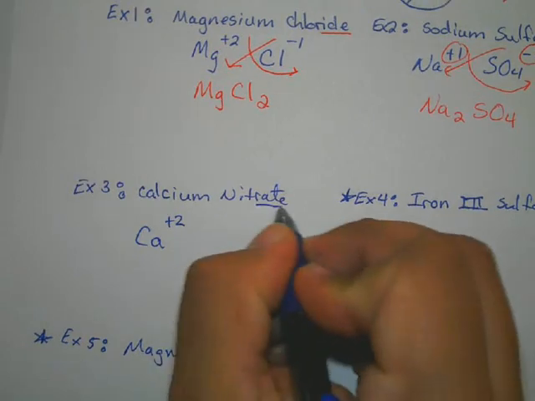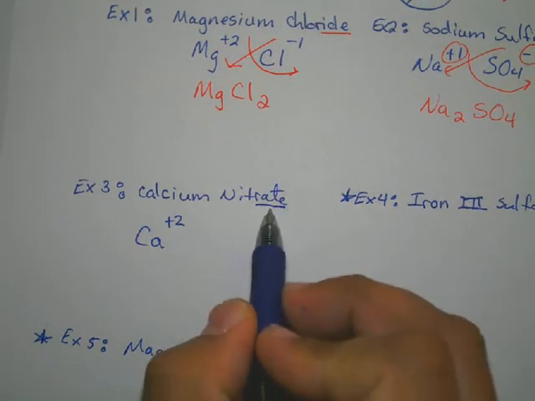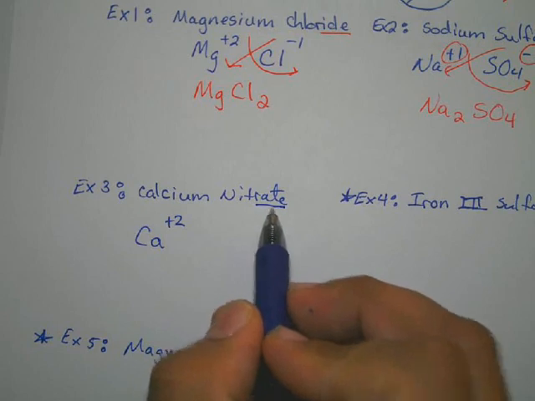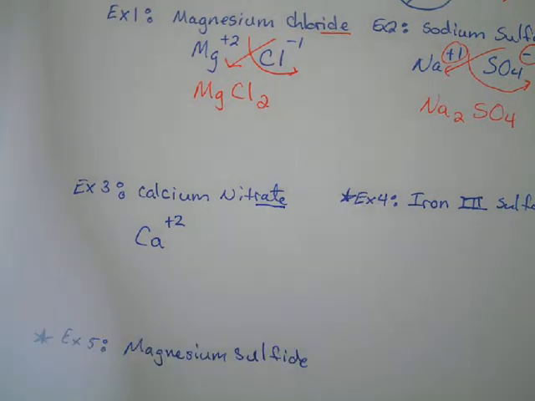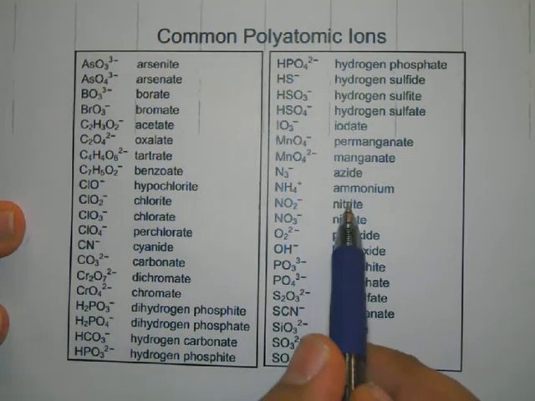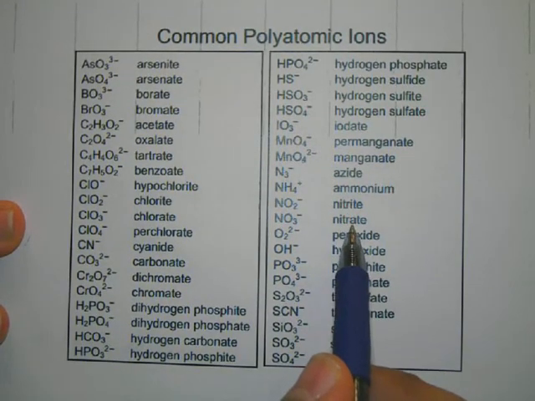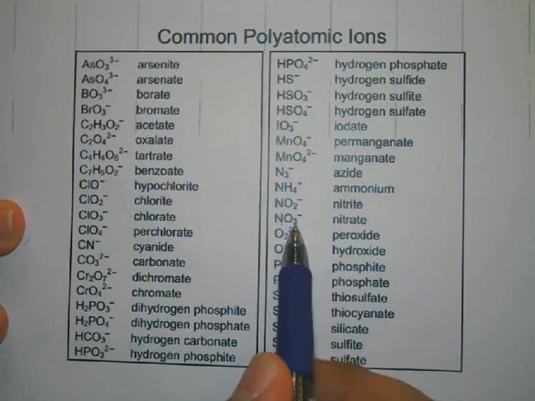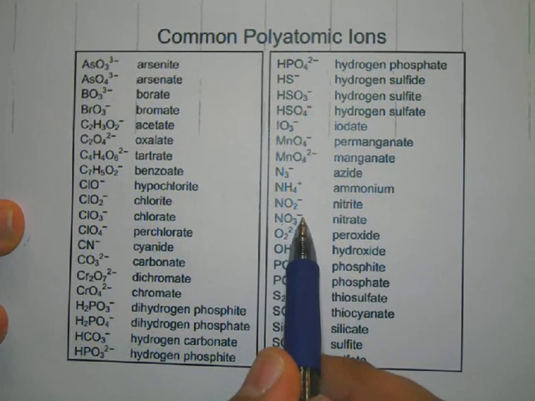Nope. So since it doesn't end in "ide," I know this is a polyatomic. So I'm going to pull out my polyatomic chart and look for nitrate. Okay? Nitrate right here. He is NO3 with a -1 charge, right? NO3 with a -1 oxidation number.